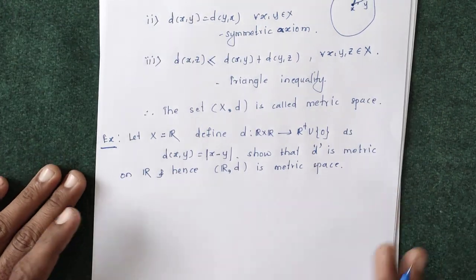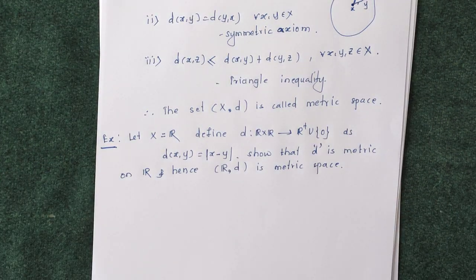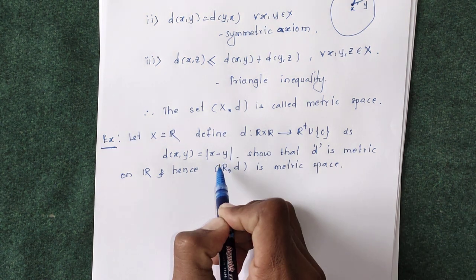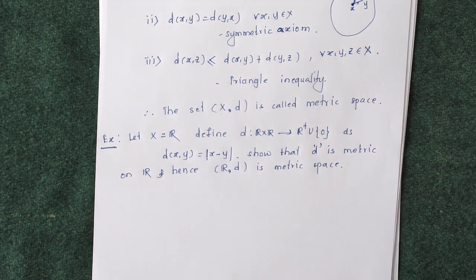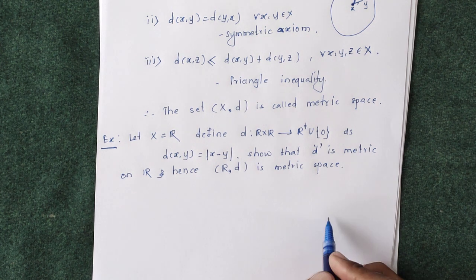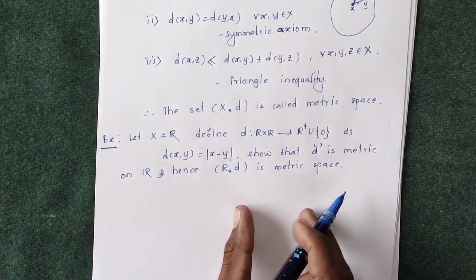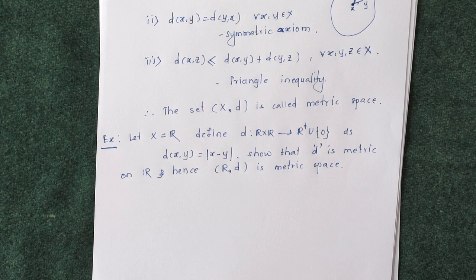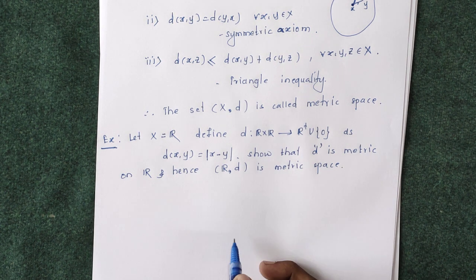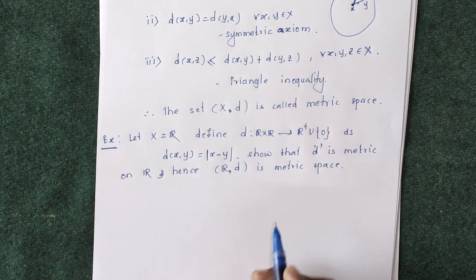So here we have given that set X is equals to set of real numbers, and function D is defined on the set R cross R as distance of x, y is equals to mod of x minus y. This is the usual metric or standard metric. If we have given the real line and we have to calculate the distance between any two numbers, then we take the modulus of subtraction of these a and b.